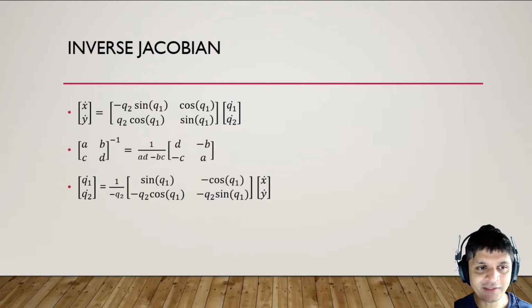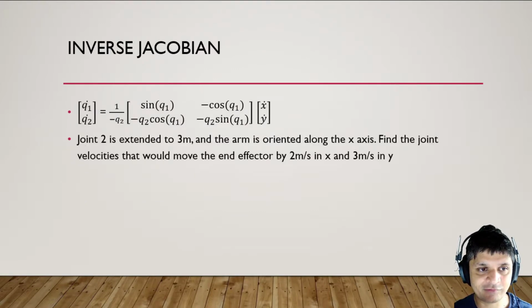Okay, but once you've got that inverse, it's pretty cool because now you can convert between desired end effector velocity to motor velocities, which means you can apply these velocities directly on your motors and you'll get this end effector velocity. Okay, so let's do an exercise.